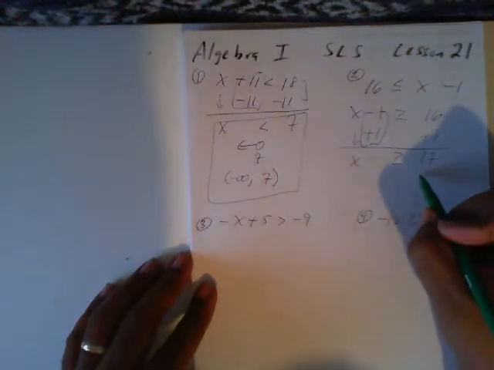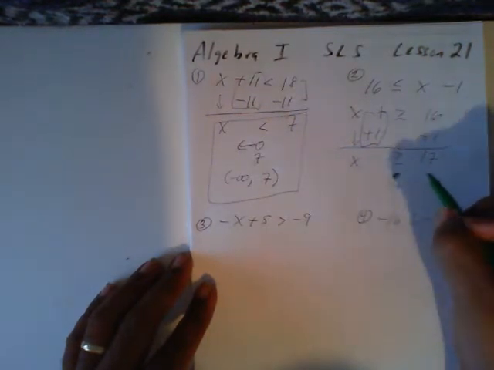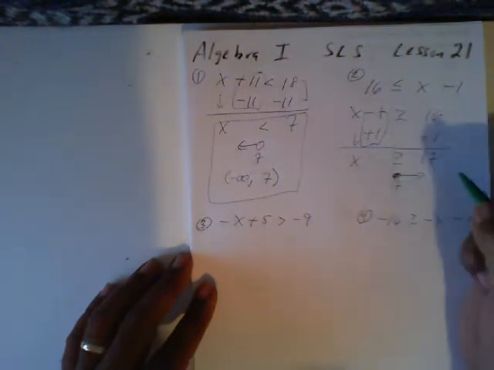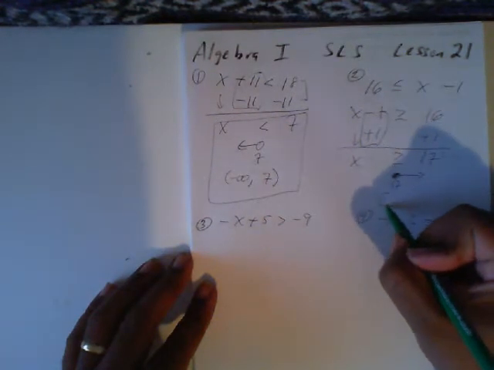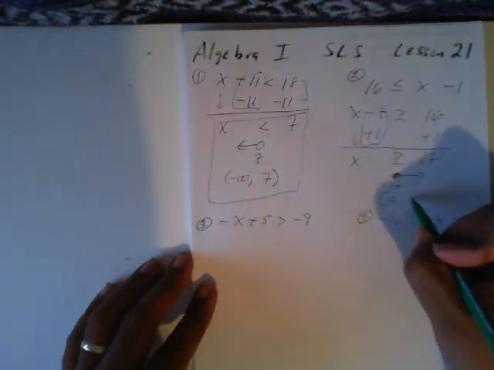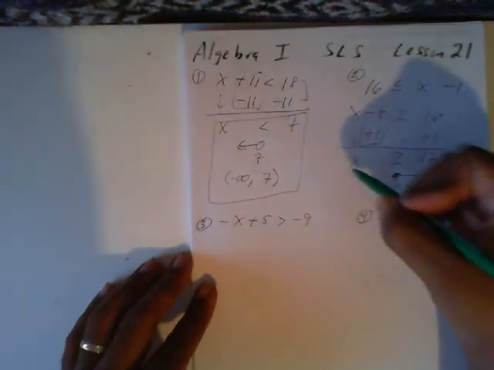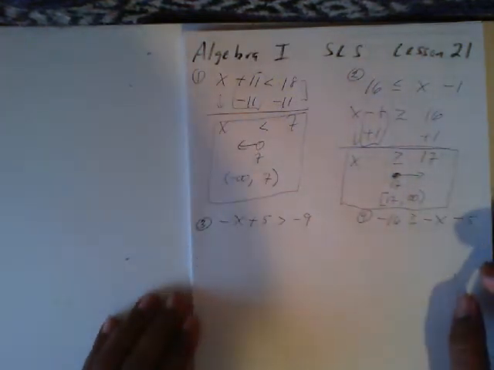So the graph for this would be a closed circle at 17, and since x is greater than, it'll go to the right. Now the interval notation for this will be on the left side a closed bracket on 17, and then to the right positive infinity with a parenthesis. And those three are the solutions.